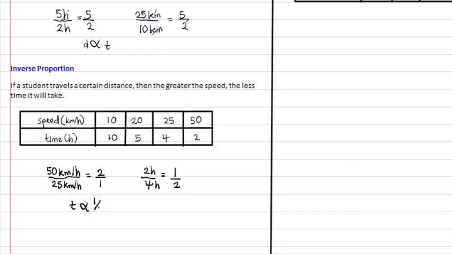Let's represent the speed as v, as velocity. So this is how to write inverse, to be 1 over the stuff. So time is inversely proportional to 1 over v. Okay, so it's inversely proportional to the speed. That's it. Or you can say this is the law of the inverse proportion.